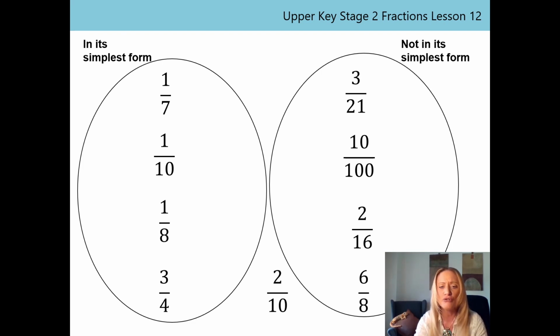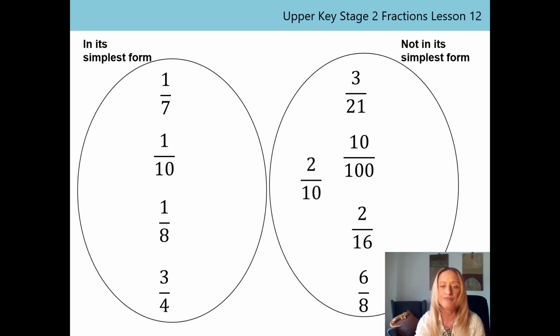What did you find out about 2/10? I've left it in the middle there because I wasn't sure where to put it. Where did you put it? Did you say it was not in its simplest form or in its simplest form? It's not in its simplest form. Fantastic. And why not? Because the numerator and denominator can be divided by the same amount to make an equivalent fraction. And what is that amount? They can be divided by 2. Fantastic. And the equivalent fraction would be 1/5, which is a unit fraction again, isn't it? And that would be in its simplest form.